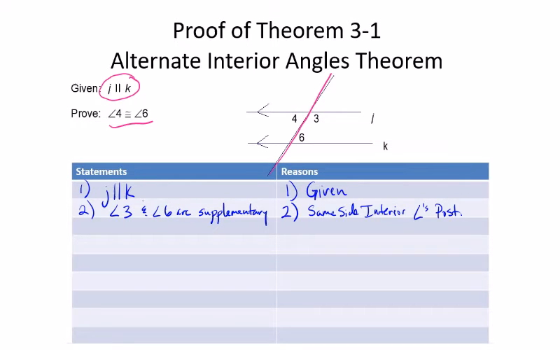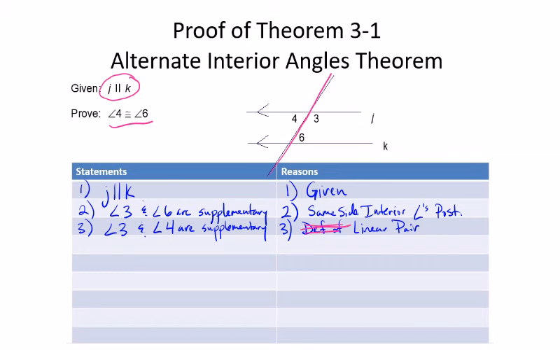Okay. All right, so now we also know that just from the diagram that angle 3 and 4 must be supplementary, right? Because they're a linear pair, I should say. So angle 3 and angle 4 are supplementary. Reason, definition of linear pair, right? Let me actually revise that. It's a linear pair postulate.